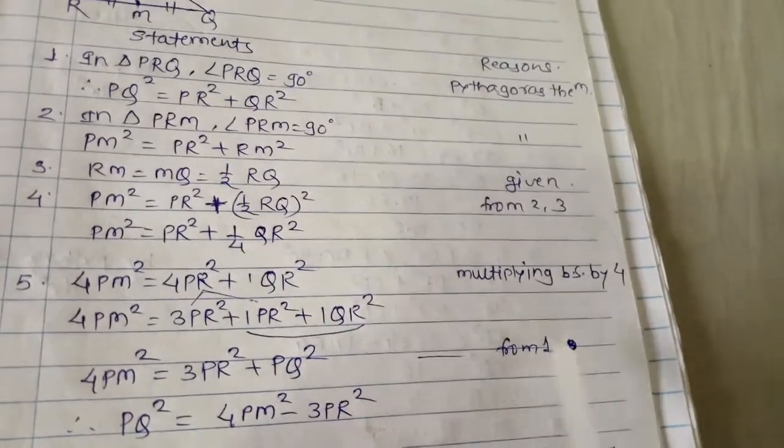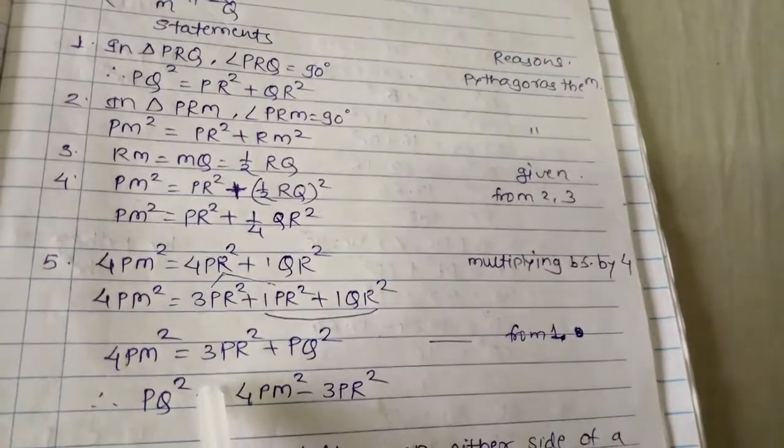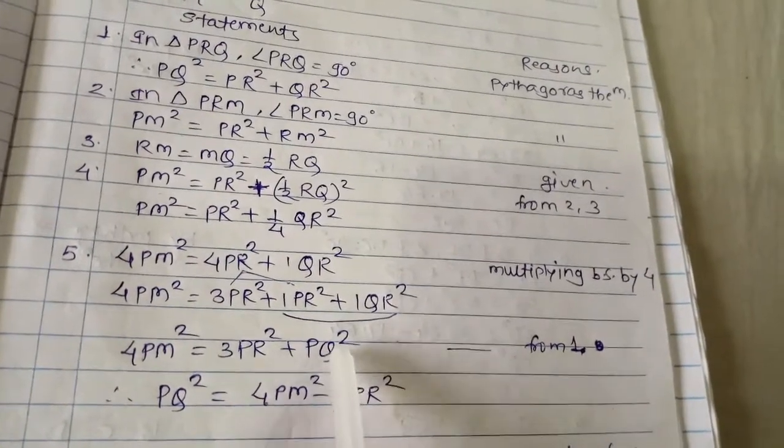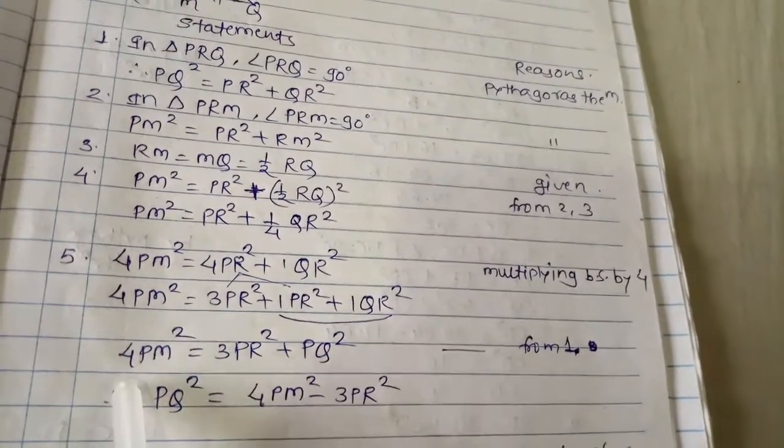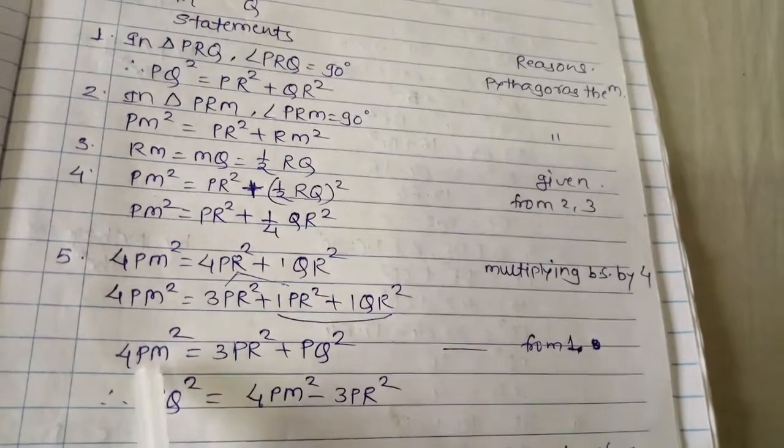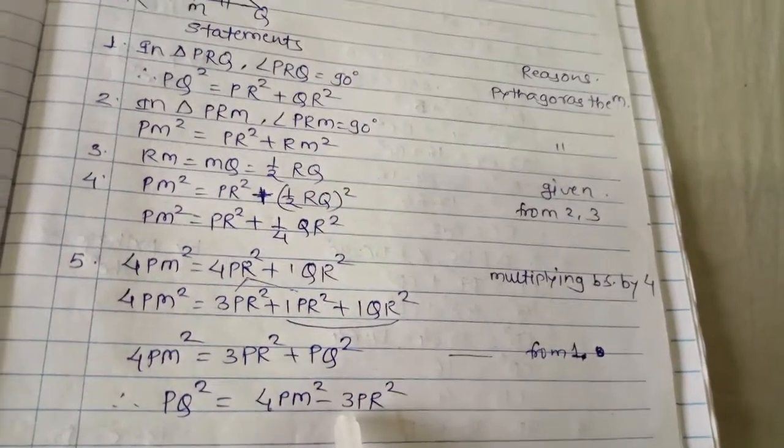So you have to mention here from 1. And now this is the last step, that is we want this PQ square, so move this 3 to this side. So PQ square is equals to 4PM square minus 3PR square.